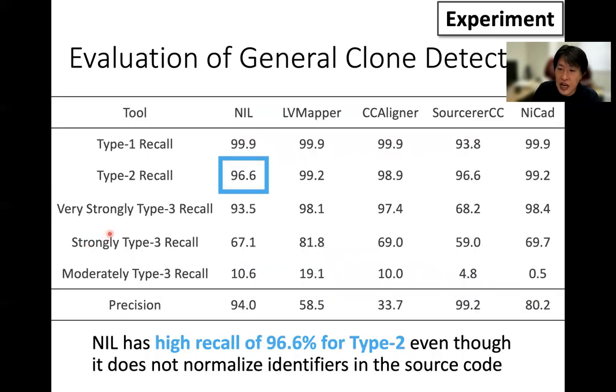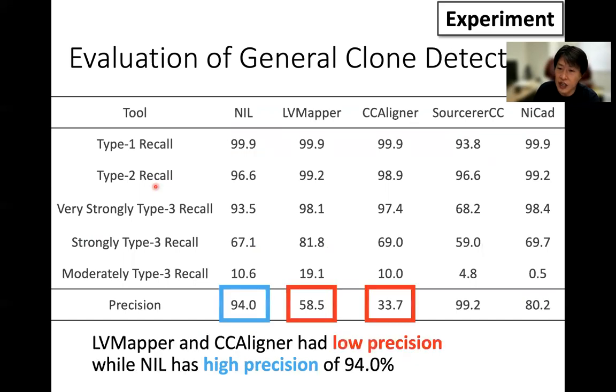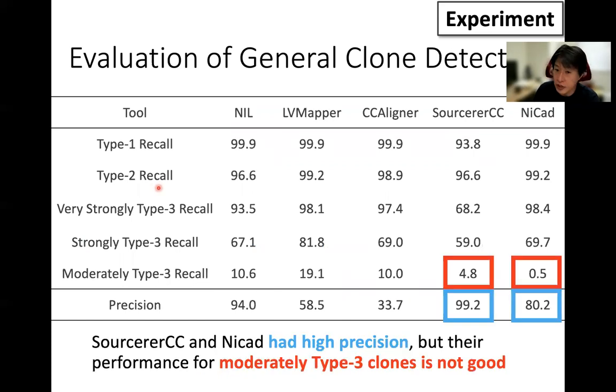Here is the result. I will talk about a couple of remarkable results. First of all, NIL has a high recall of 96% for type 2 clones, even though it does not normalize identifiers in the source code. The second one is that LV Mapper and CC Aligner had low precision, while NIL has a high precision of 94%. The last one is that SourcererCC and NICAD had high precision, but their performance for moderately type 3 clones is not good.